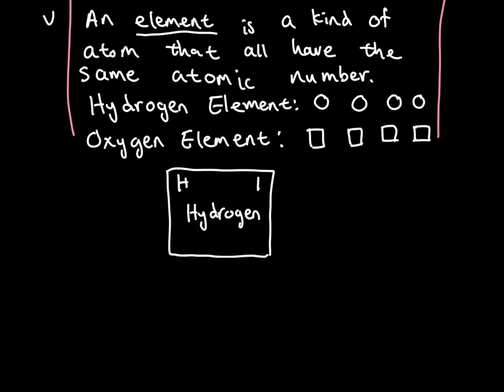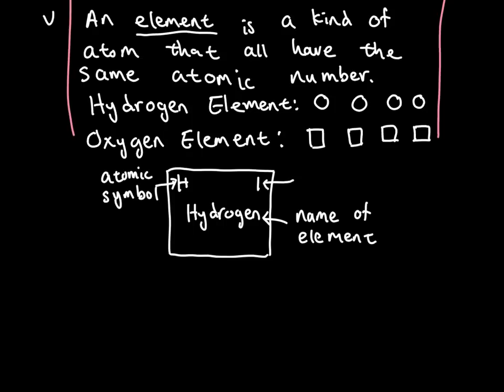So what are these things inside? Well, the easiest one is that hydrogen is the name of the element. This H is the atomic symbol. And the word atomic seems really cool, but it just means atom. And finally, this 1 is the atomic number.